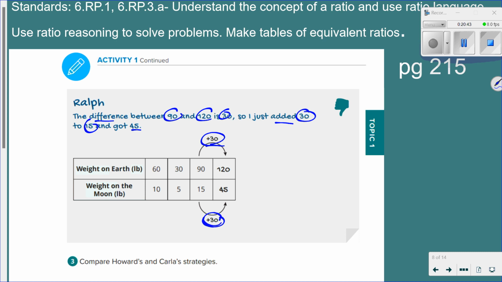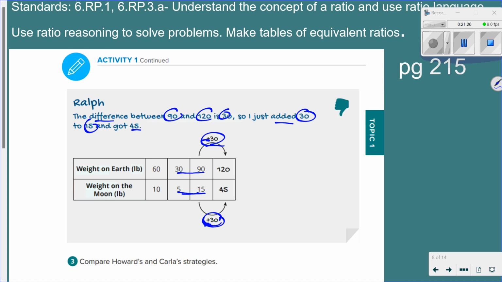Good. Because each row has a different rule, correct? The rule on the top is I'm adding, going up by 30s, but the rule on my bottom is I'm changing by 5s. So you have to look at the rule by the row if you're going to use additive reasoning. Because he is using additive reasoning, my numbers are going to be different because it's based on the relationship within that row. Okay? So what should he have added to 15 to get the same answer? 5. Because when I added 30 and 90, I have to add the same numbers on the bottom.